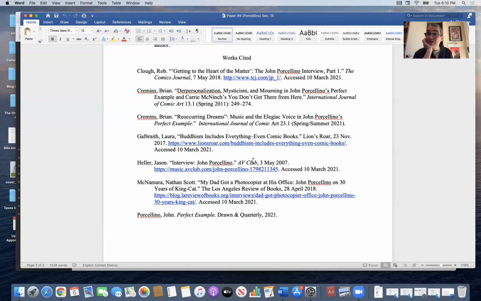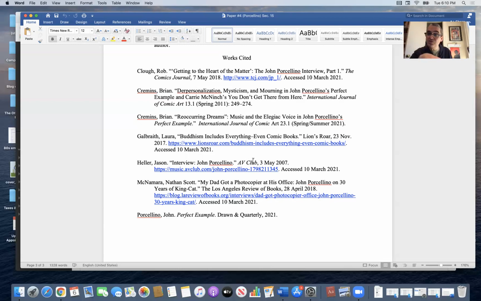But for most of you, you're going to have 3 sources. You're going to have John Porcelino's book, which is your primary source that you're analyzing. And then you've got 2 of your research sources, the Rob Clow interview and the Christopher Borelli article from the Tribune, for example. But I have listed all of these sources here, except for the Borelli and the Megan Kirby.